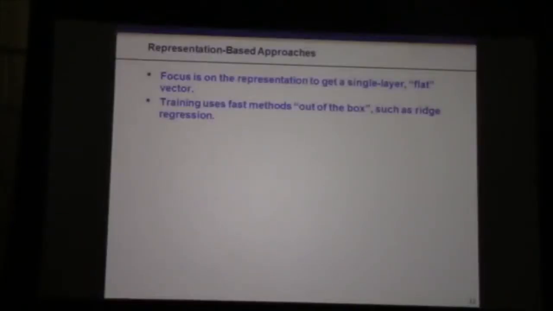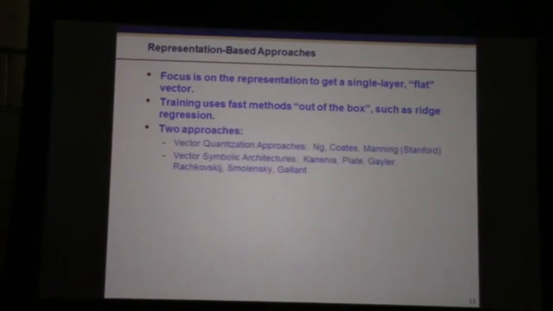So for the representation approach, here's the idea: if we can easily get one of these vectors for what we're trying to represent, then the learning is easy. We can use ridge regression, regular regression, support vector machines, or so on. That makes the learning problem very easy if we can get what we want to represent as a single fixed length vector. We can use simple training methods.